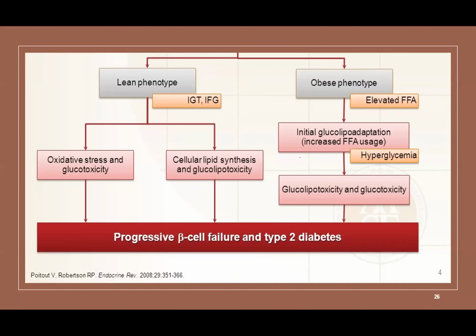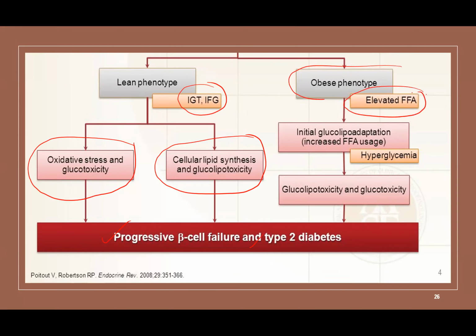Now you see there are two phenotypes, the lean phenotype and the obese phenotype. If a person is a lean phenotype, there is impaired glucose tolerance and impaired fasting glucose, and that translates into oxidative stress and glucotoxicity, cellular lipid synthesis and glucolipotoxicity, progressive beta cell failure, and type 2 diabetes. Then there is the obese phenotype. These have elevated free fatty acids and an initial glucolipo adaptation, the green part of that particular slide, increasing the FFA usage, and that produces hyperglycemia later, glucolipotoxicity, ending in beta cell failure and type 2 diabetes.